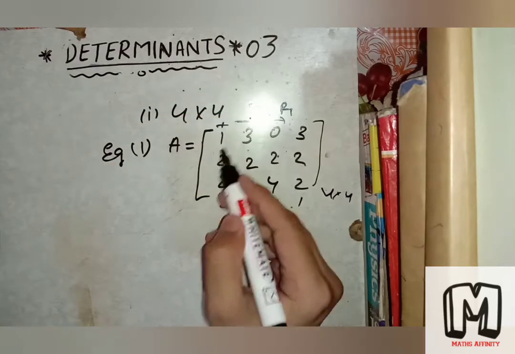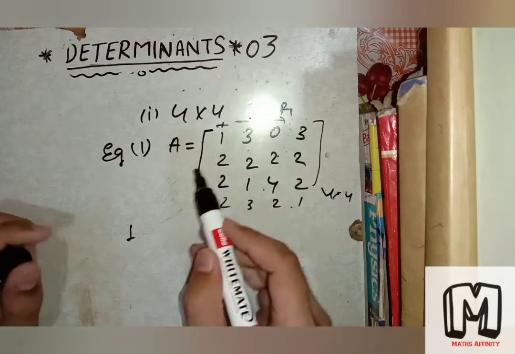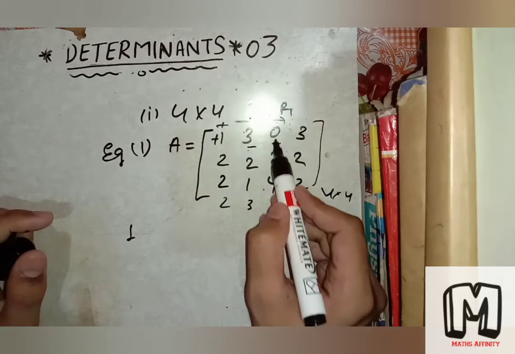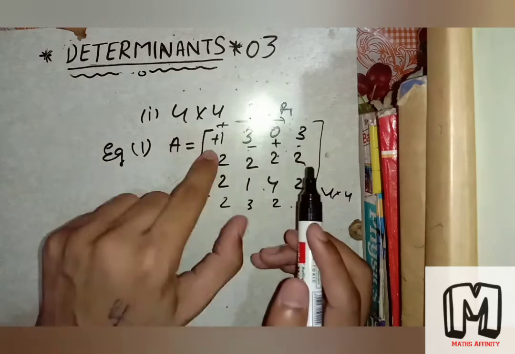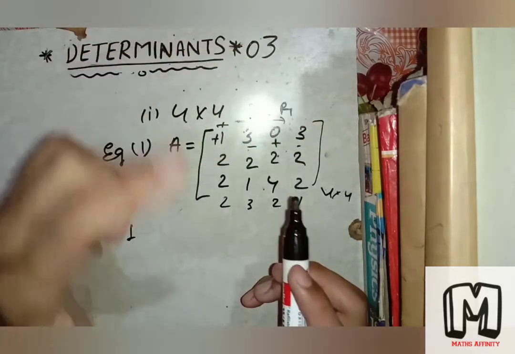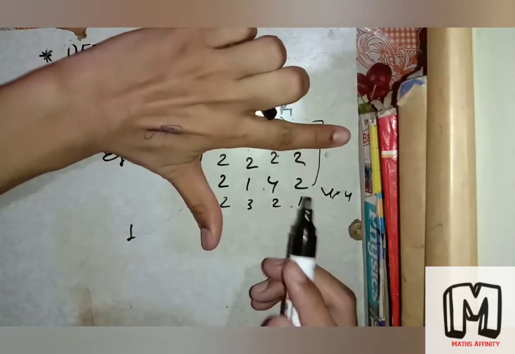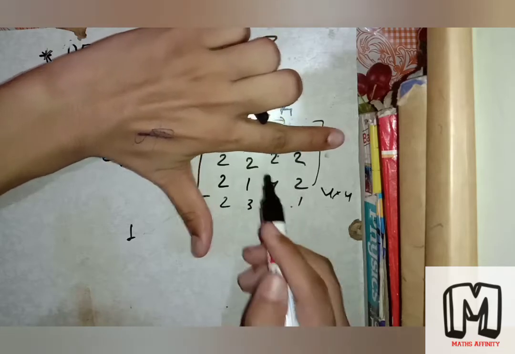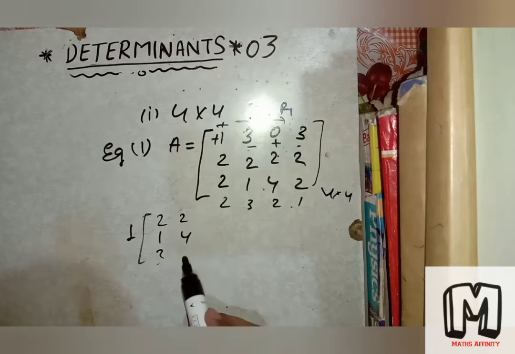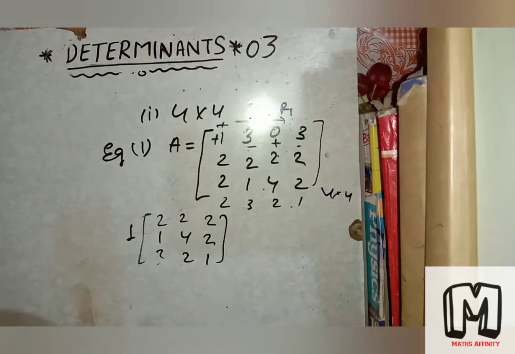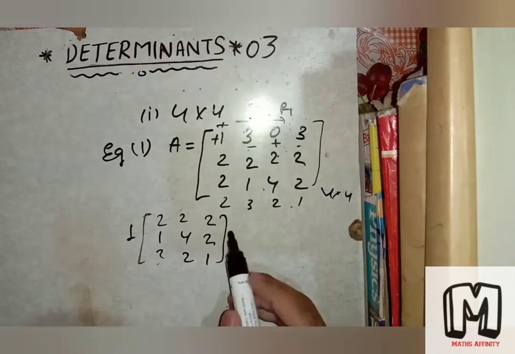So firstly I have to write element 1. Sign will be plus, minus, like I had told before for a 3x3 matrix. So plus 1. Now this row and this column we do not take. Now we have to write this full 3x3 matrix: 2 1 3, 2 4 2, 2 2 1. Now which sign do we have to write? Plus, no, not plus, minus. We have to write -3.